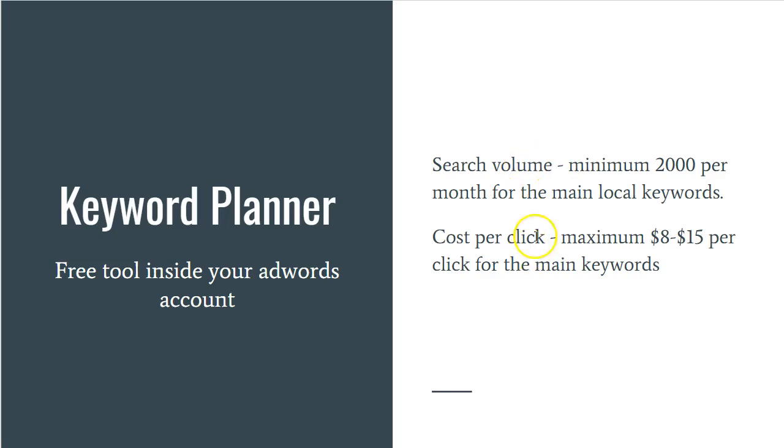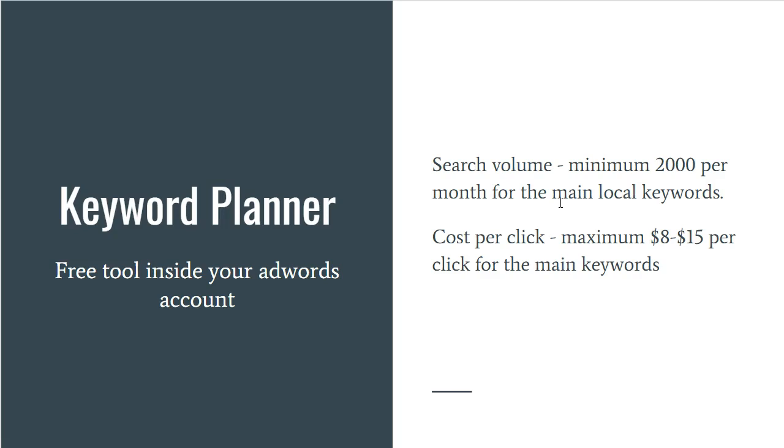So the two main criteria that you have to look at is the search volume, and you're looking for a minimum of 2,000 searches per month for the main local keyword. Let's say for example your practice is located somewhere in San Jose: dentist San Jose, best dentist San Jose, family dentist San Jose, dental office San Jose. Basically the main core keywords, the primary keywords that a prospect or a patient is going to use on Google.